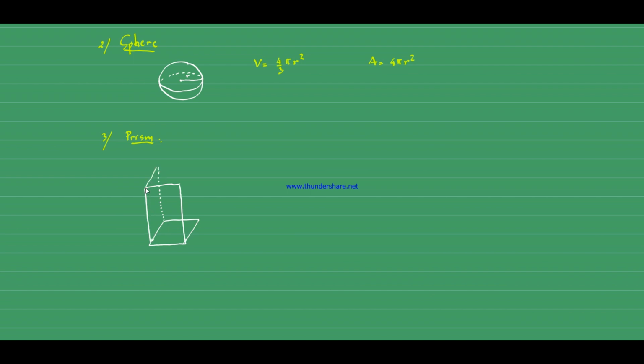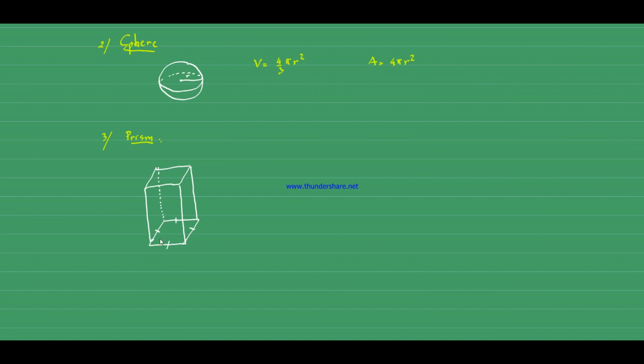So you have something like that. There you go. So this is the square, the base over here. So you have the top base and the bottom base over here.